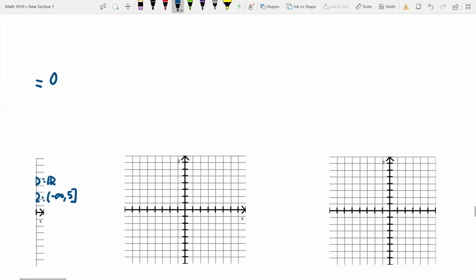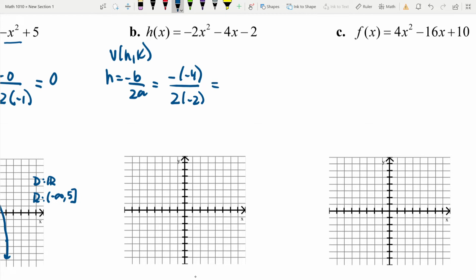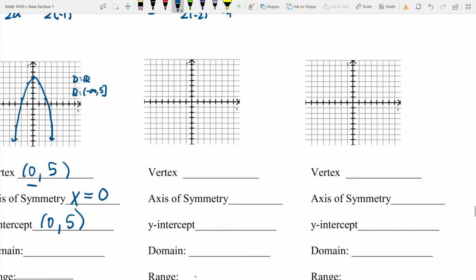Okay, right here. Find the vertex. I'm going to say my vertex is (h, k). h is negative b over 2a. My b is a negative 4. So it's negative negative 4 over 2 times negative 2. That gives me a positive 4 on the top, a negative 4 on the bottom, and that gives me a negative 1. So I know that the x-coordinate of my vertex is negative 1.